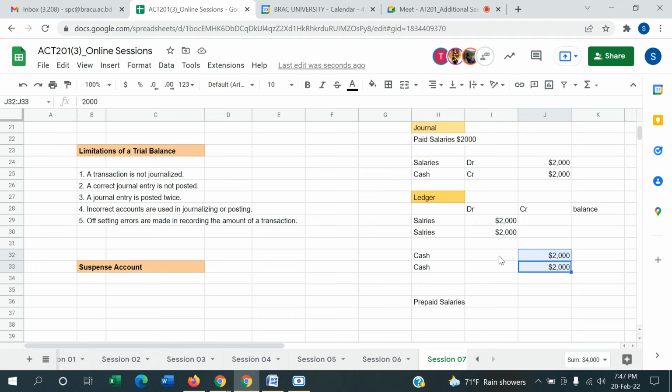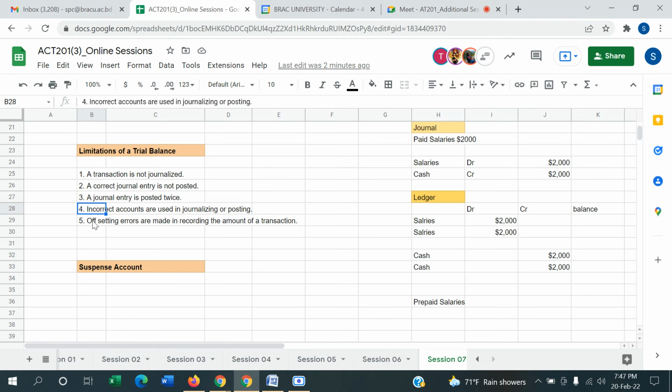So it is a mistake, and definitely these mistakes should not be made. But if such mistakes happen, that means if any journal entry is posted twice or more than that, it is not possible to identify it by preparing a trial balance. That's why it's considered a limitation of trial balance.